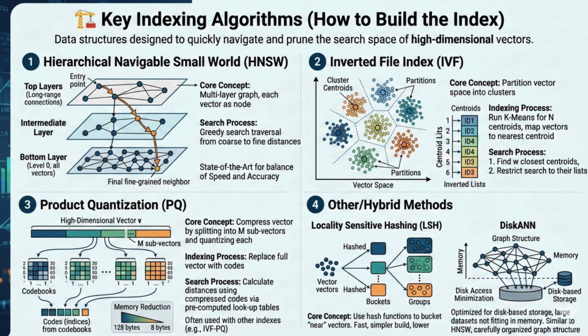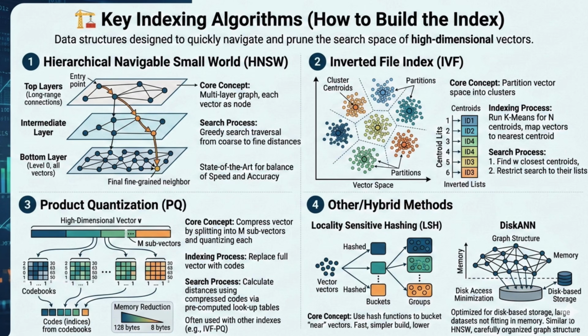Distances are calculated using the compressed codes. This involves looking up pre-computed tables of distances between the query subvectors and the codebook entries, which is much faster than calculating the Euclidean distance between full vectors.